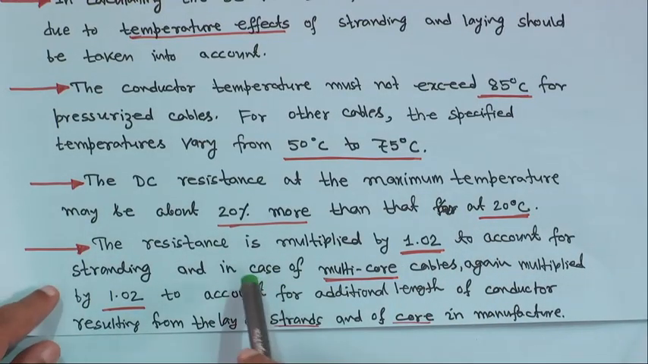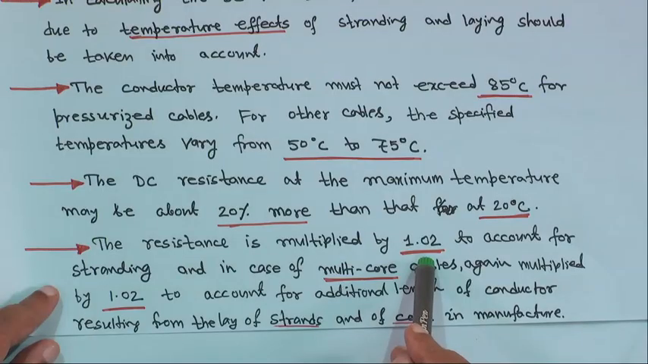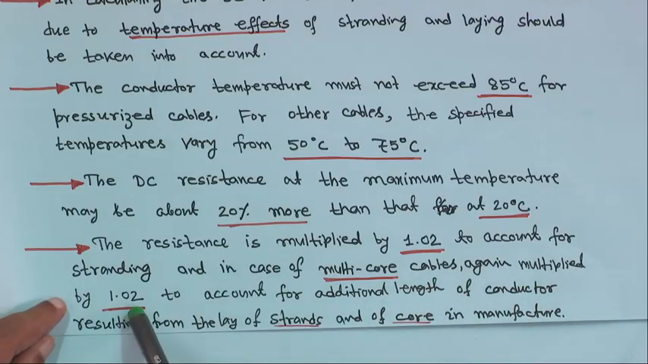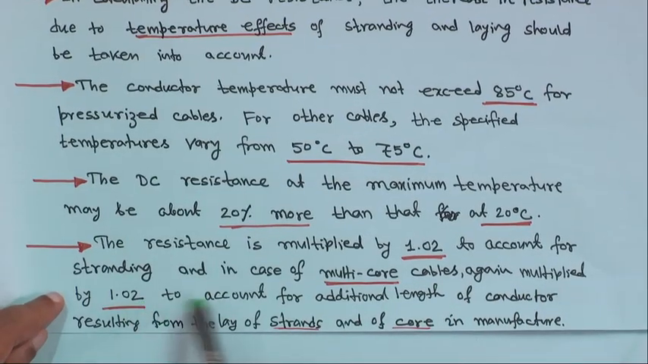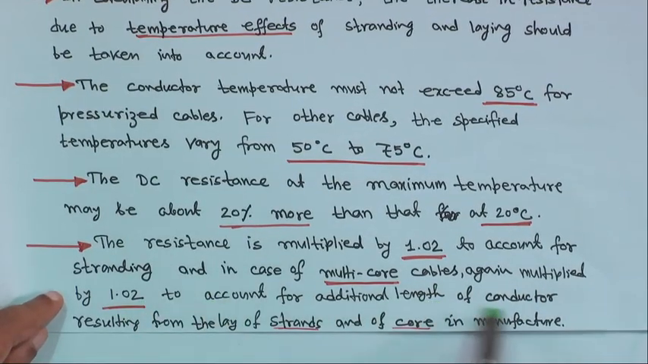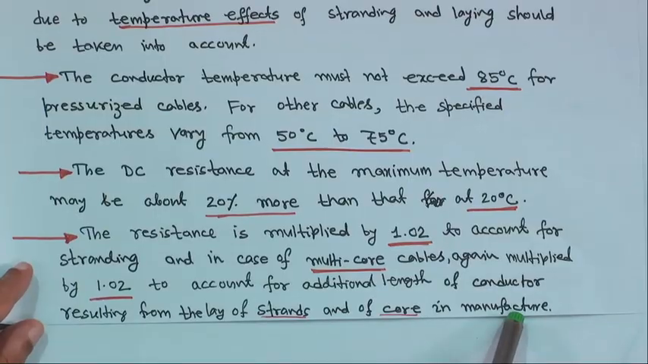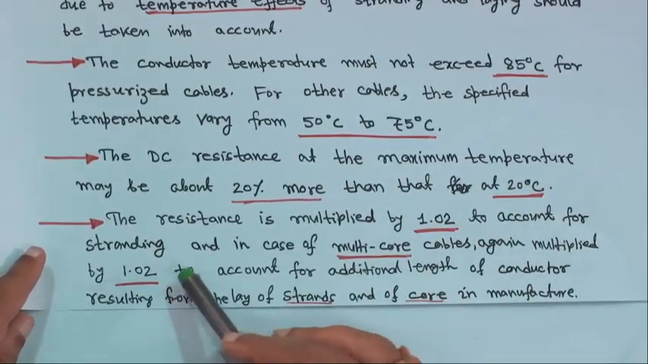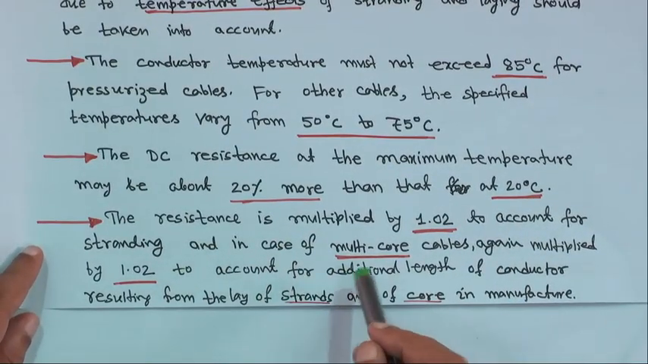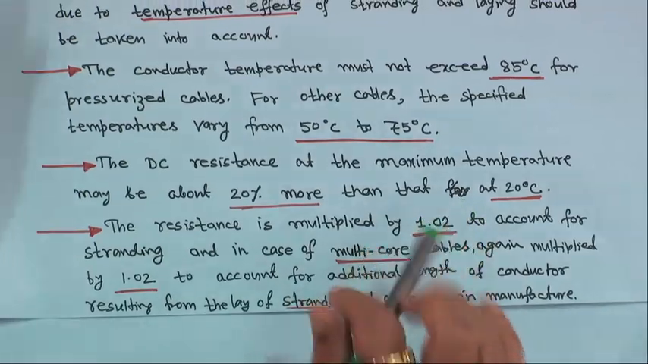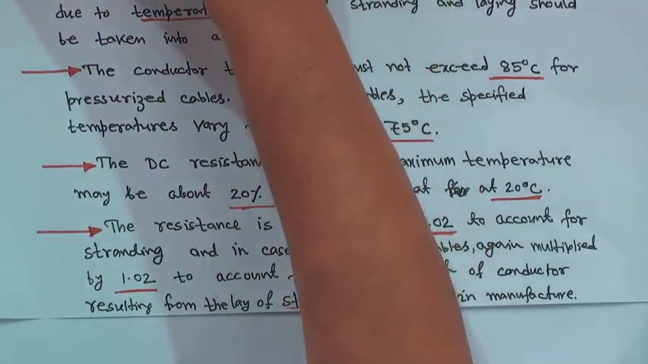The resistance is multiplied by 1.02, that means a 2% increase to account for stranding, and in case of multi-core cables again multiplied by 1.02, that means a 2% increase to account for the additional length of conductor resulting from the lay of strands and of core in manufacture. So, you have to multiply this 2%, such that you will get more or less accurate values.